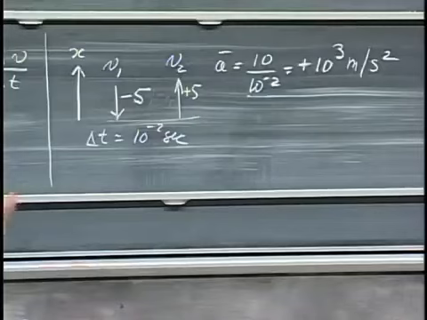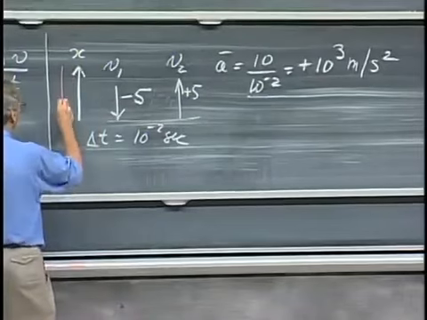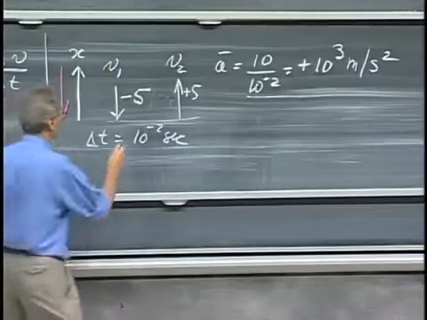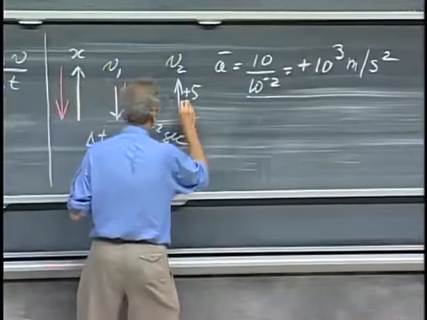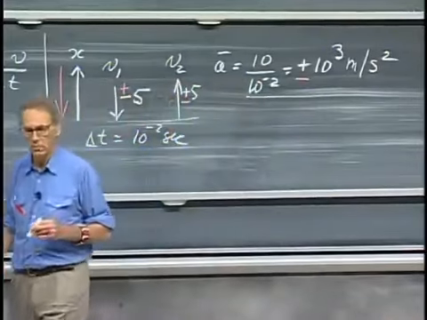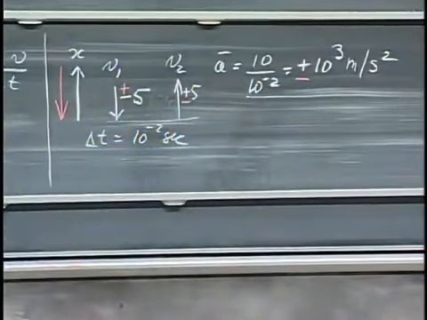If now I say, aha, I don't like this, I want to call this the value of increasing x. No big deal. This would become a plus, this would become a minus, and then this would become a minus. So then the acceleration is minus 1,000 meters per second squared.